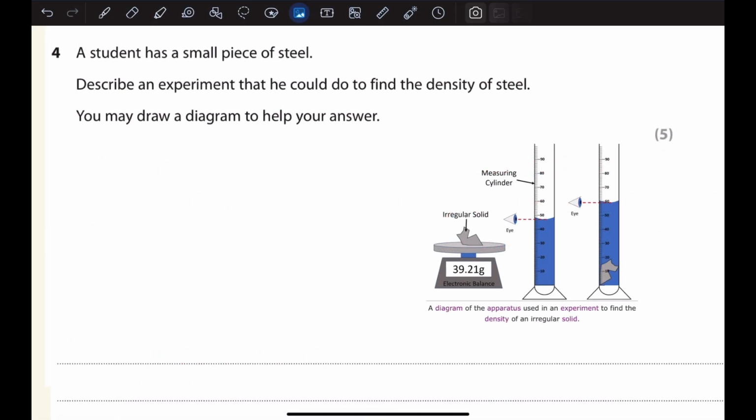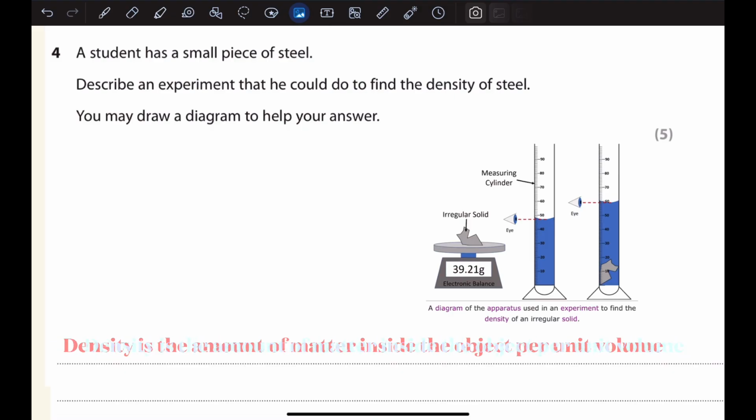Question 4. A student has a small piece of steel. Describe an experiment that he could do to find the density of the steel. You may draw a diagram to help your answer. I already give you the diagram, so you just copy this diagram in your exercise or the exam paper. The diagram has an irregular solid object. We place it on the electronic balance and it shows us the reading.